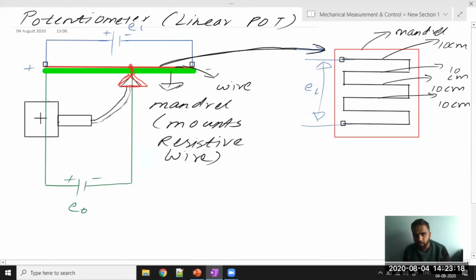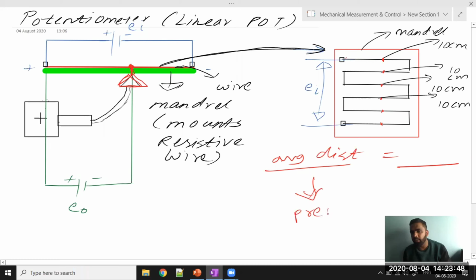The wiper will not be touching the wire only at one point, it will touch at all the points. What is the basic function? We won't get the voltage or the displacement only by one point. We will get the average displacement. I hope you're getting it. And we know that the average displacement will be more precise and accurate, right?